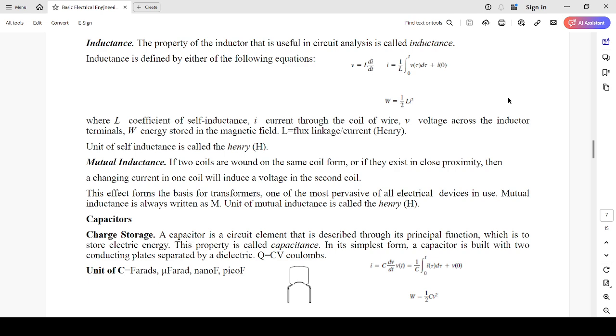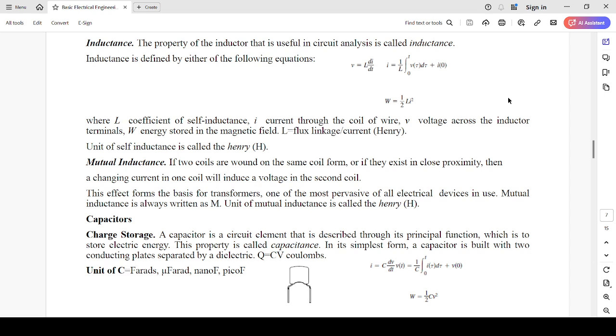So this is applicable as a vice versa condition. This concept of mutual inductance is applicable to the case of single phase and three phase transformers. The unit of mutual inductance is the same as that of self-inductance, that is Henry.